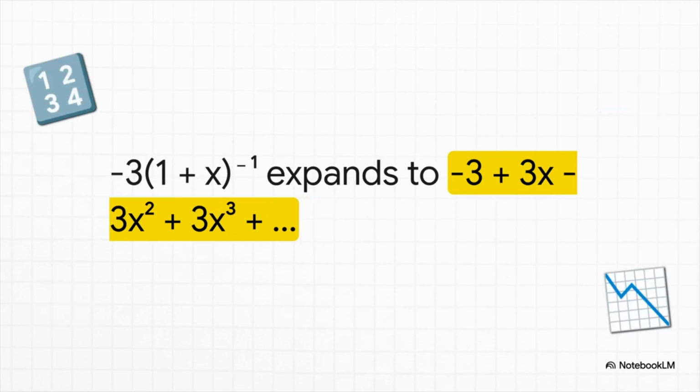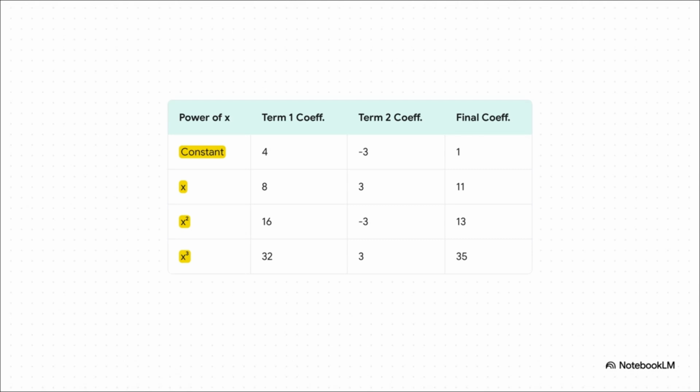Now for the second term, we do the exact same thing. It becomes -3 times (1 plus x) to the power of -1. We just apply that binomial formula all over again. But this time, n is -1 and our x term is just x. That gives us the series you see here once you distribute that -3 through everything. We are so close. All we have to do now is combine our two expansions.